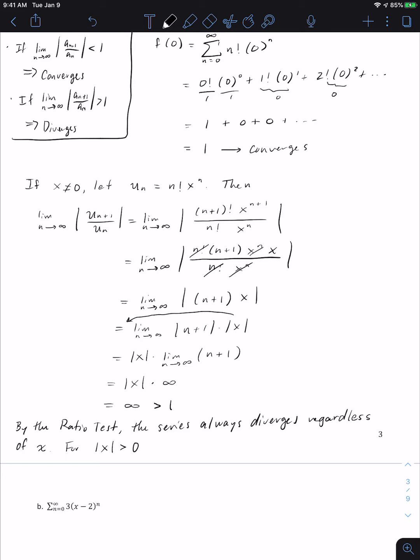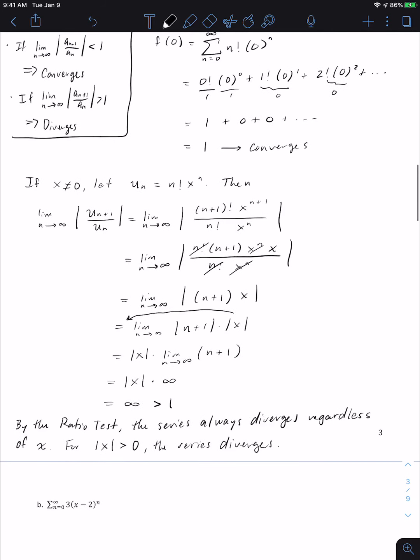So I'm just saying for all values other than 0, the series diverges. This is just a fancy way of saying everybody but x equals 0. So for the absolute value of x greater than 0, in other words, everybody but x equals 0, the series diverges.